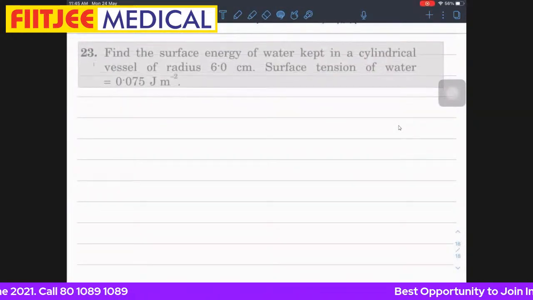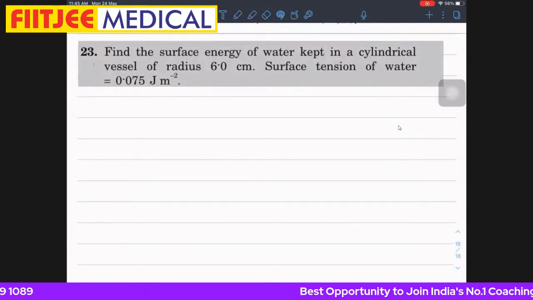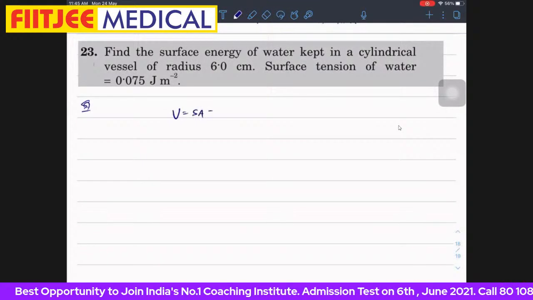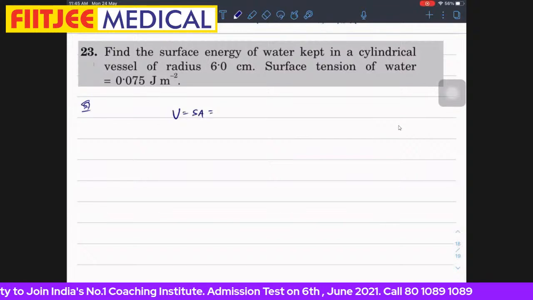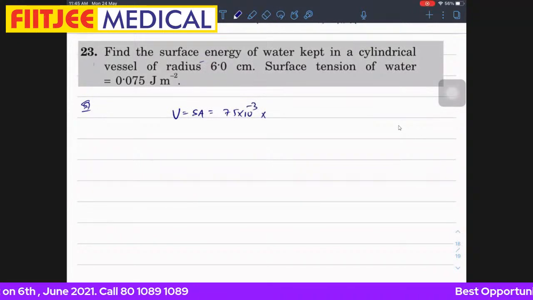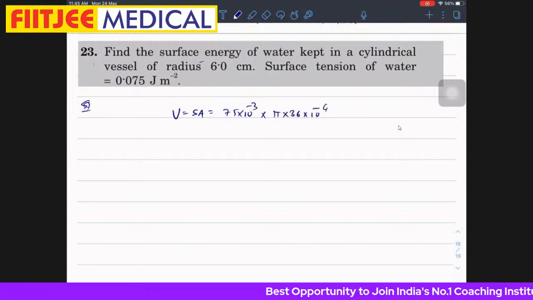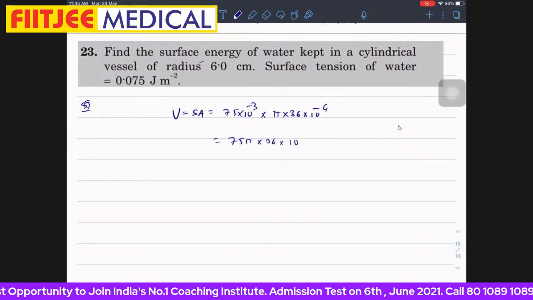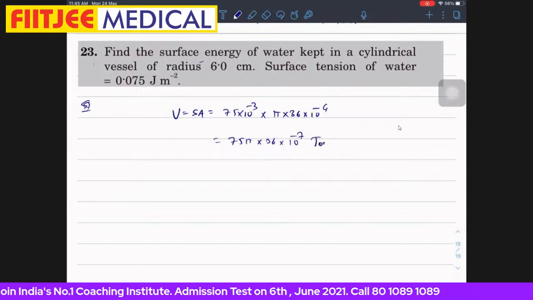Now see, they're asking to find the surface energy of water kept in a cylindrical vessel of radius 6 centimeter. So what can I write for the surface energy? Surface energy equals surface tension into area. So 75 into 10 to the power minus 3. What will be the cylindrical surface area? The radius is 6 cm, so the area will be pi r square. So pi into 36 into 10 to the power minus 4. So 75 pi into 36 into 10 to the power minus 7 joule.